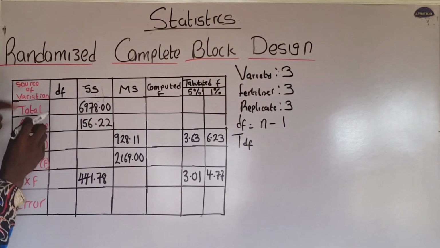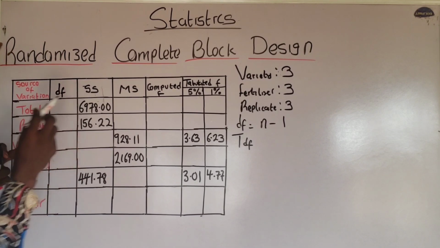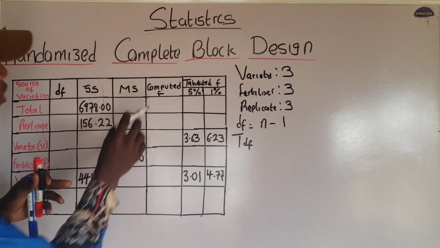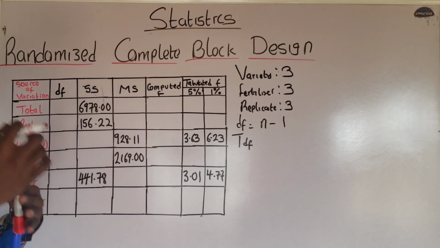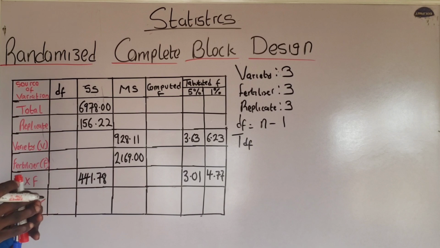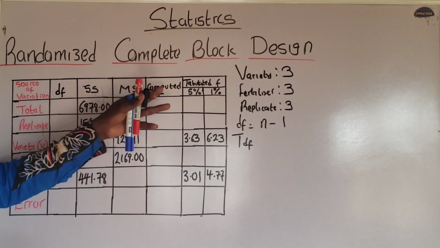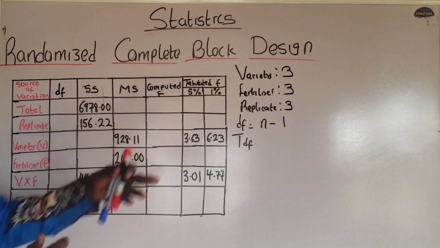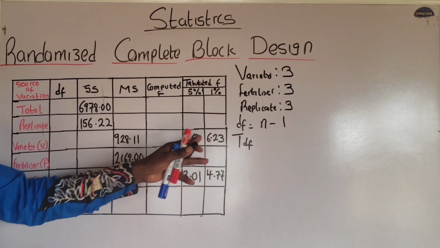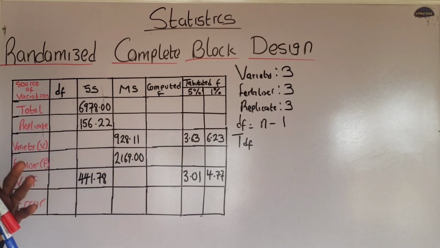What you see here, df simply means degree of freedom. SS simply means sum of squares. MS simply means mean squares. Computed F is the calculated value of our critical value. That's what we call computed F. And the tabulated value is the critical value that we derive from the table. We've been given it in the question, at 5% and 1% respectively. So all you have to do is just pay attention.